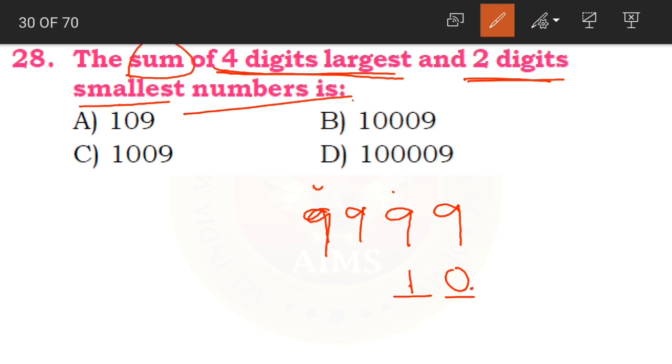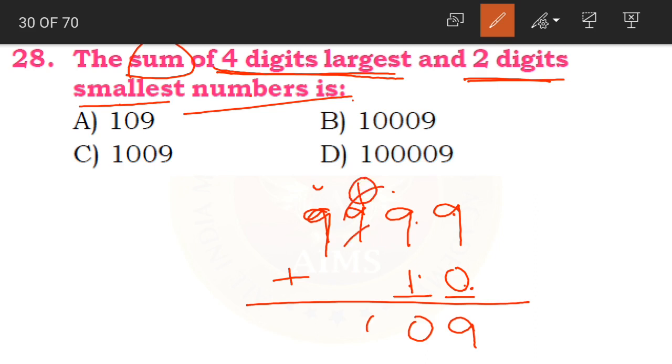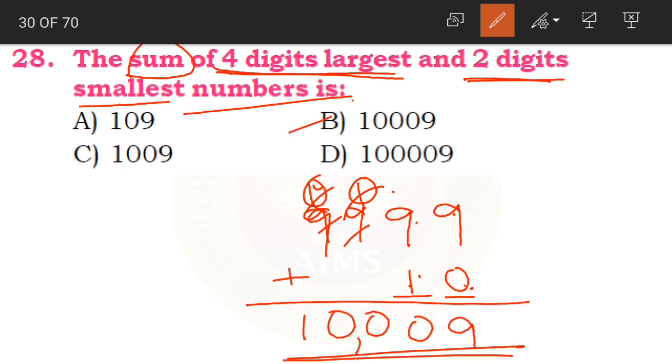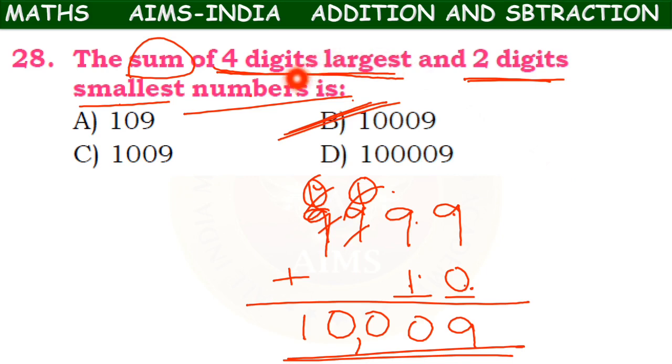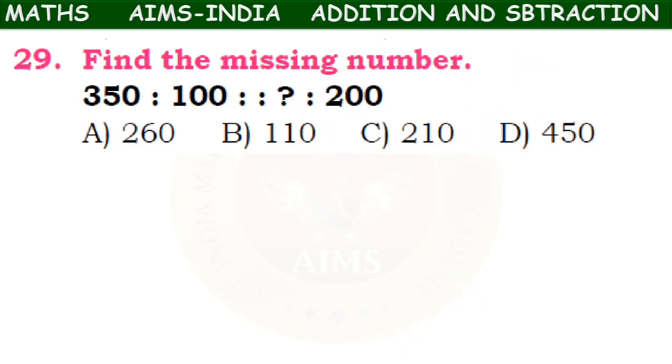What should we do? We should add them. Find the sum. 9 plus 0 9. 9 plus 1 10. 0 here 1 carried. 1 plus 9 10. 1 carried. 1 plus 9 10. What is our answer? 10,009. See here there are a number of zeros, so don't get confused and choose the correct answer. That is option B, 10,009.